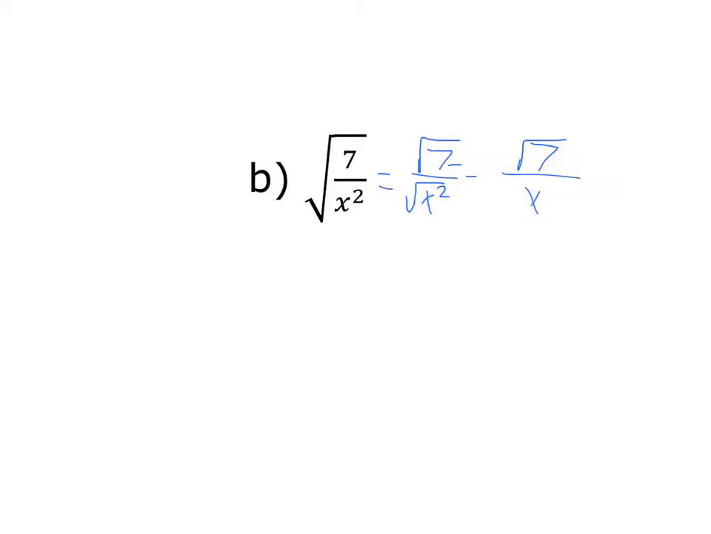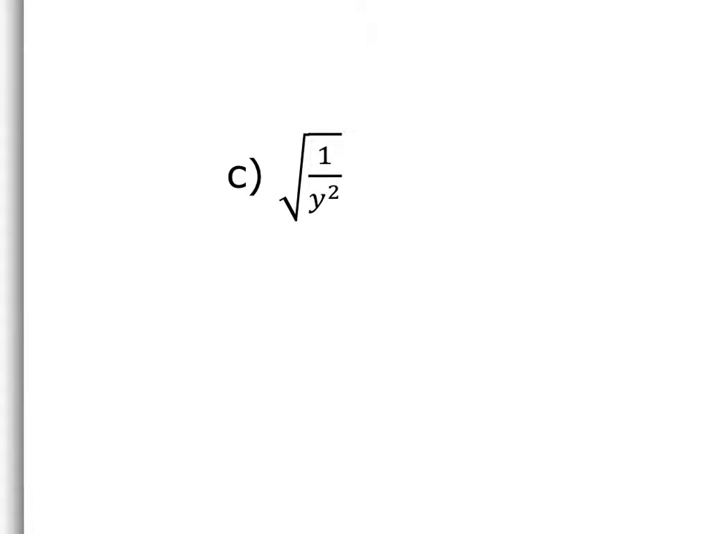Done. Okay. Letter C. If I can find it. Where'd you go, C? There it is. Okay, we split it. Square root of 1 over the square root of y squared. What's the square root of 1? 1. What's the square root of y squared? Y. Done.